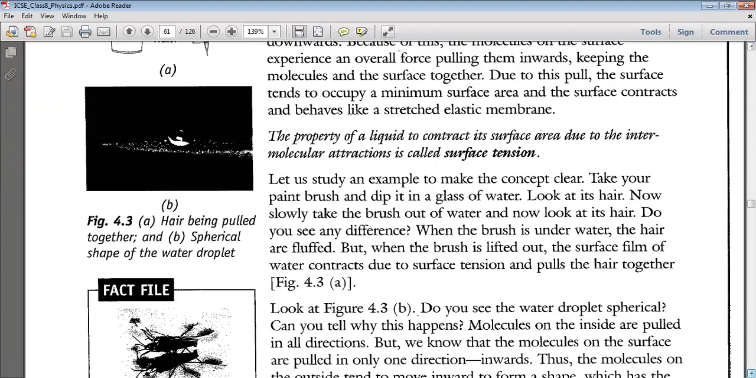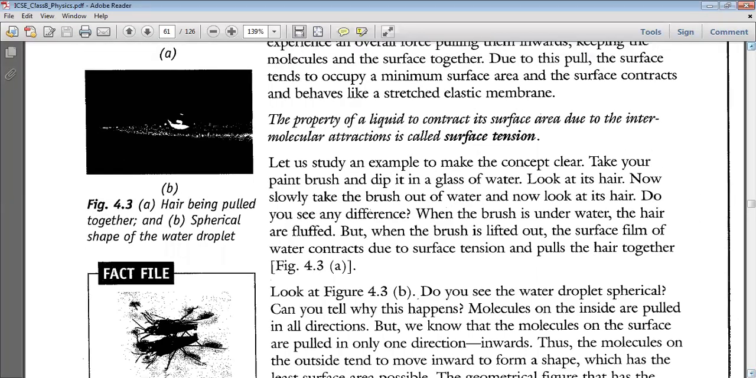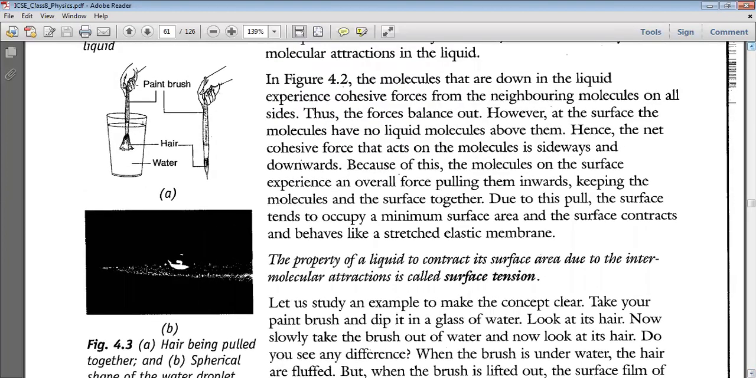Now let us look at an example to make this concept more clear. First, you take your paint brush and dip it in a glass of water. Look at its hair. Now slowly take the brush out of the water and look at its hair again. You will see that it has contracted. You can see a difference.